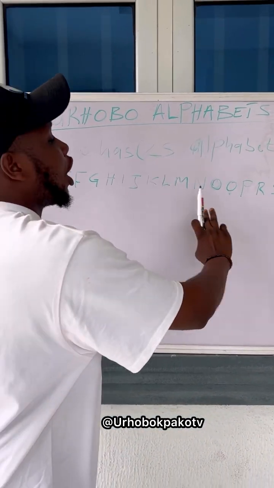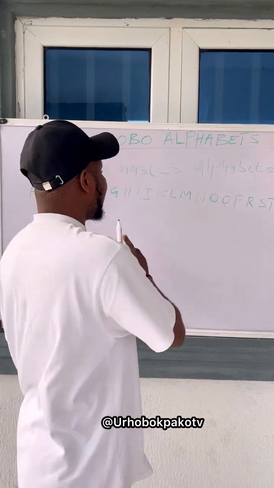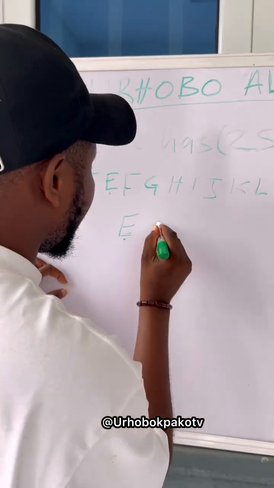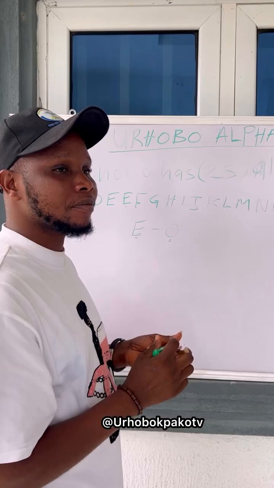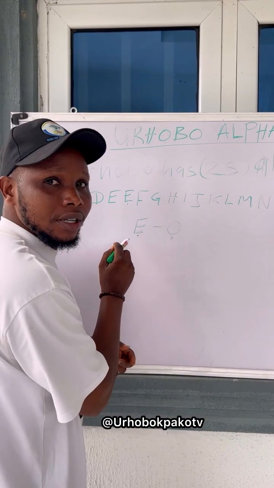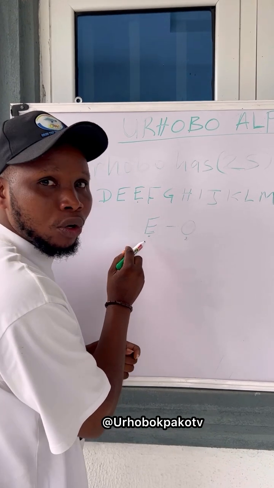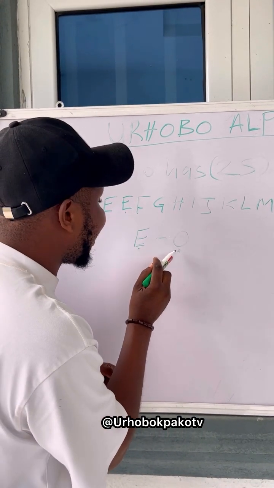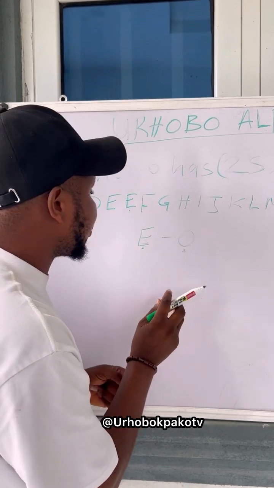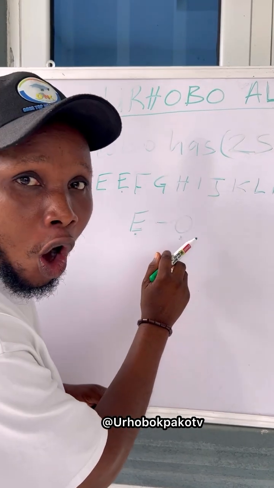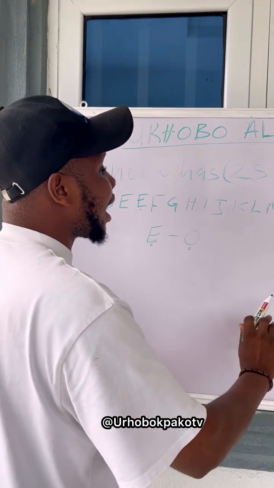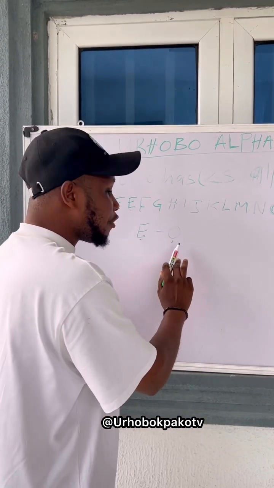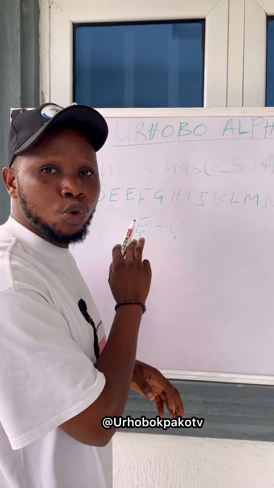These are the Urhobo alphabets. This E that has a dot at the bottom and this O that has a dot at the bottom, which is E and O, are the significant alphabets in the Urhobo language.